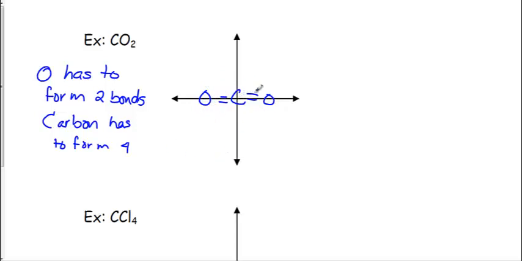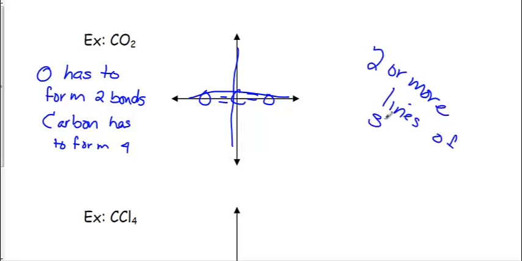So that shows that we have the sharing of these electrons here. Now this again is symmetrical. If I flip it this way, it's going to be the same either way. There are many lines of symmetry here. Okay, there's one here, there's one here. Okay, so if there are two or more lines of symmetry as well, then that means that it is nonpolar.